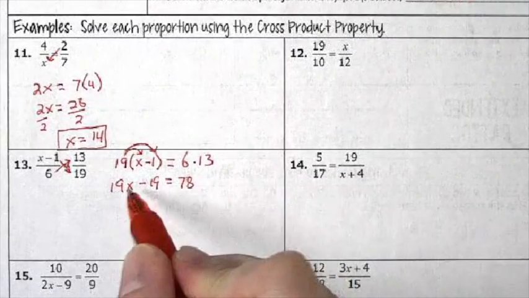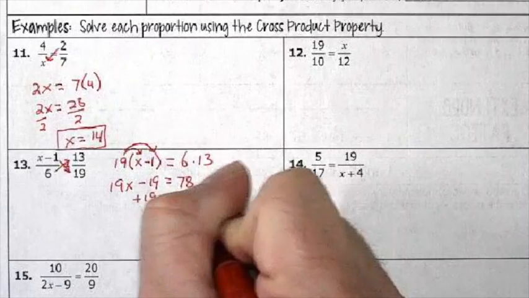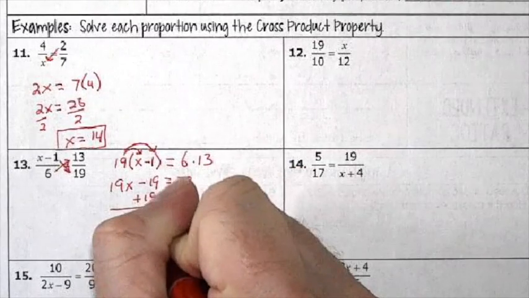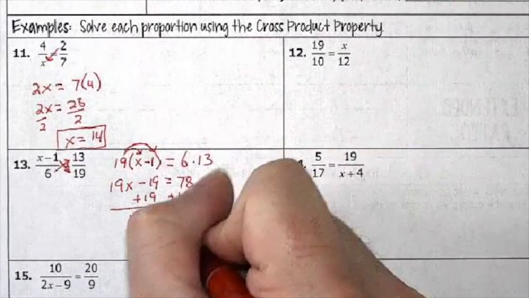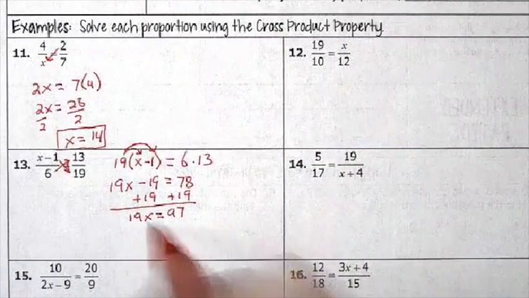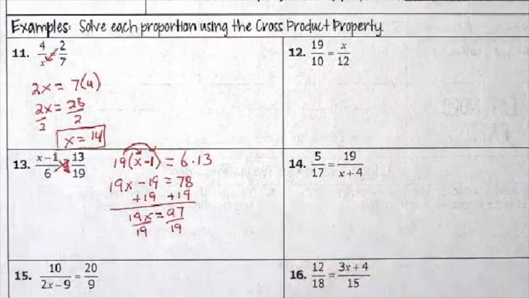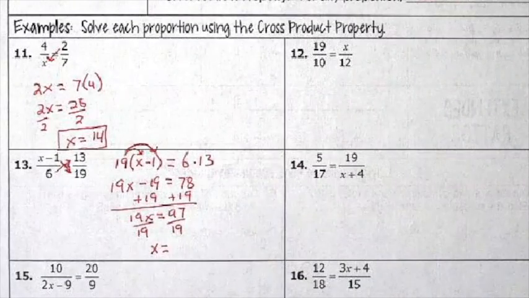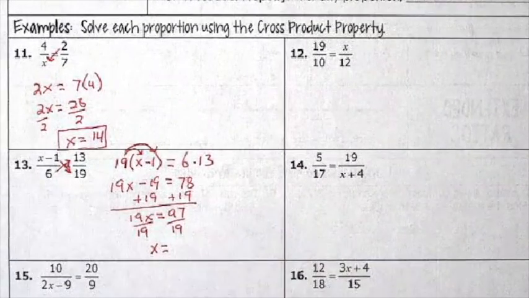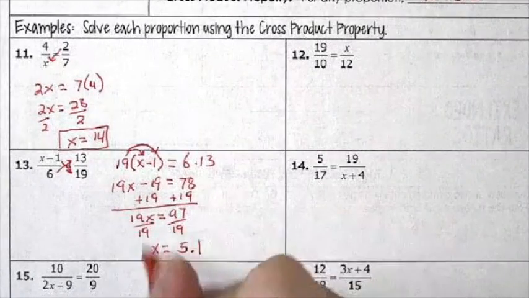Then, since I've got 19x minus 19, I need to add 19 to both sides. And I'll have 19x is equal to 97. And finally, to get x by itself, I need to divide by 19 on both sides. And this is going to give you a decimal, and that's okay. Do 97 divided by 19, which is 5.1.